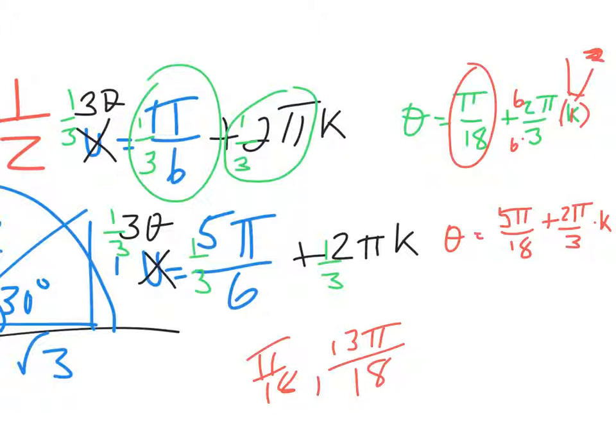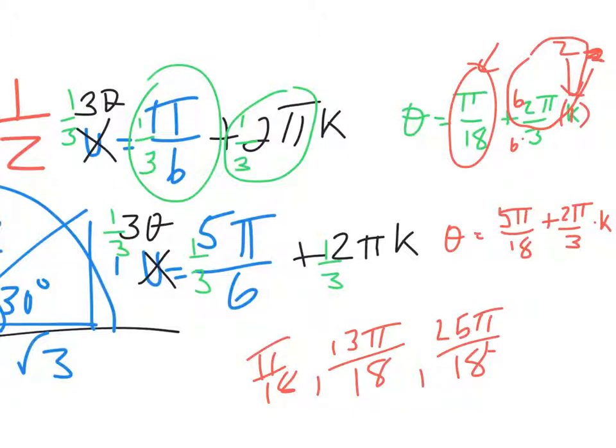Then I'm going to put in something else. Take a wild guess. I put in 0 and I put in 1. What do you think I might put in next? 2. Now I'm going to put in a 2 there. And this becomes 24 pi over 18 plus 1 pi over 18 makes 25 pi over 18.